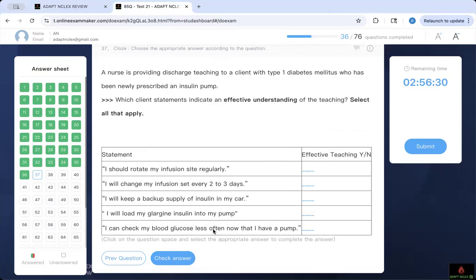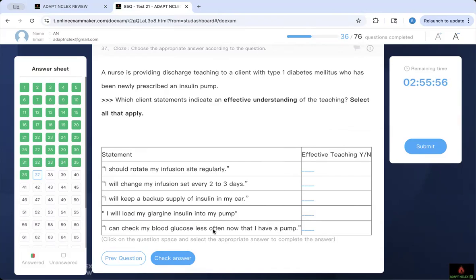Next Generation NCLEX. Like I told you, I'm taking you up and down to challenge you, because I want you to pass your NCLEX. This is providing discharge teaching to a client with type 1 diabetes who's been prescribed an insulin pump. Do you know anything about the insulin pump? Write it down. Take a pen and paper. Listen to the way I'm going to answer them, and whenever you see a question, that's what they're going to ask you. Trust me.